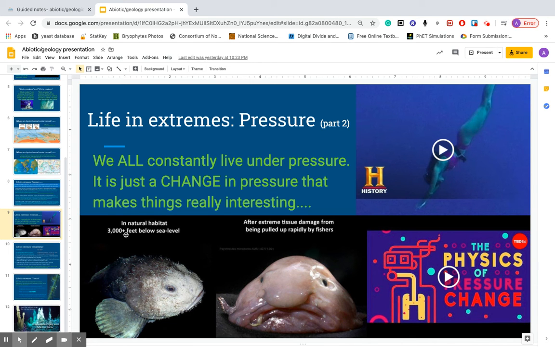This fish normally lives 3,000 feet below sea level. It normally lives way at the bottom of the ocean. Well, not quite as deep as our geothermal vents, but pretty deep. If you bring it up to the surface really quickly, its skin and everything in it that's compressible, so gas, not solids or liquids, expands because they're pushing out too hard. So this poor fish ends up looking like a blobfish.